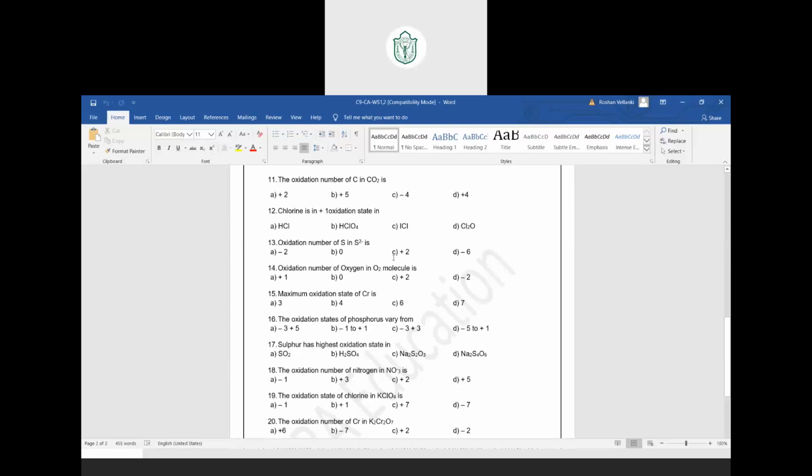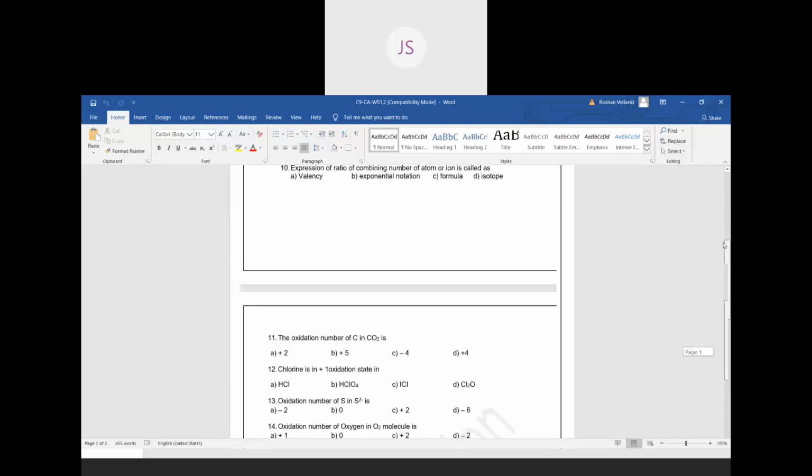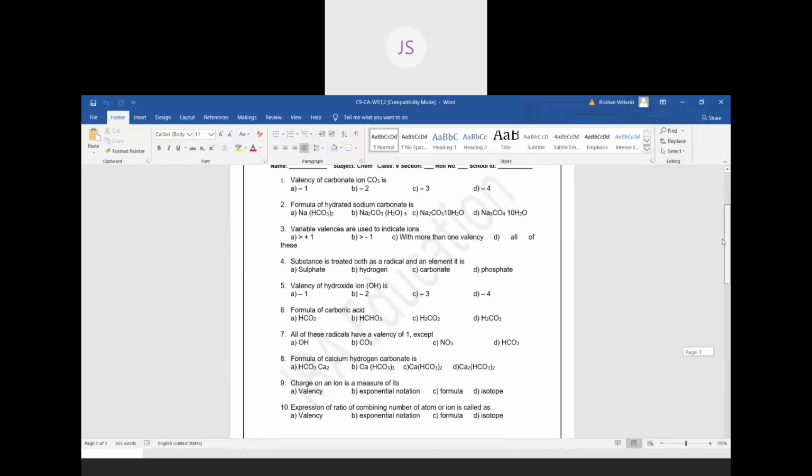Take a screenshot if you want. Even these assignments are available in the LMS, you can download from there. I'm writing notes, one minute. The ninth answer is option A.